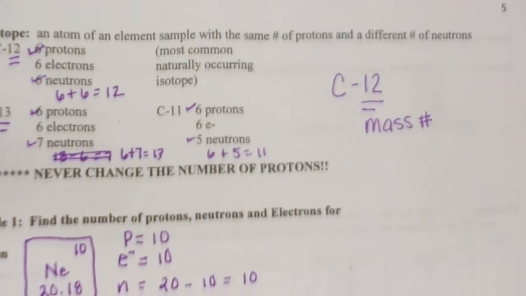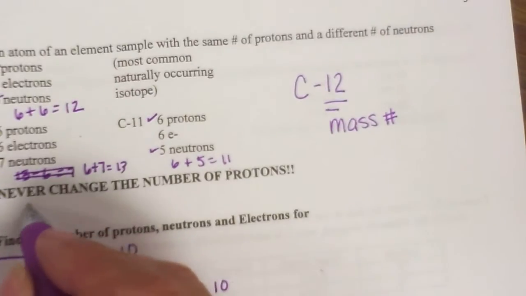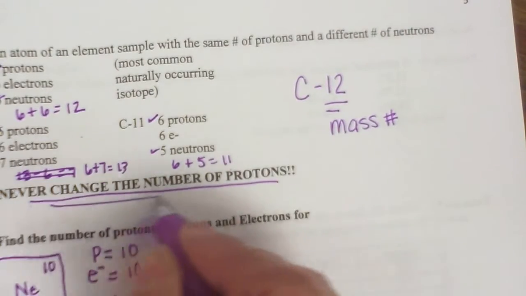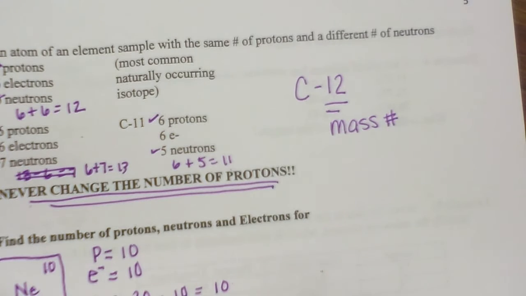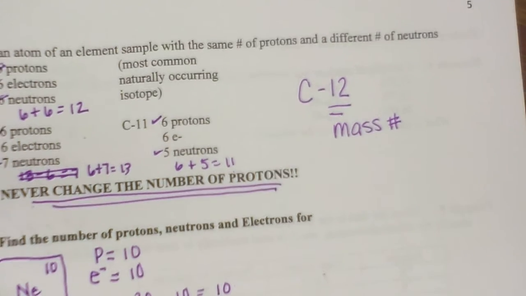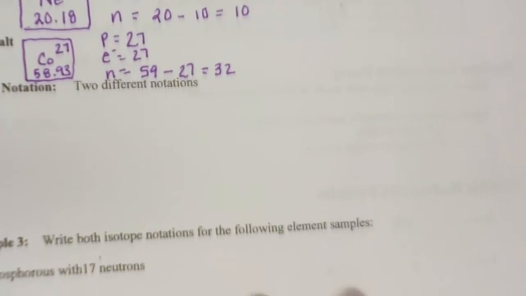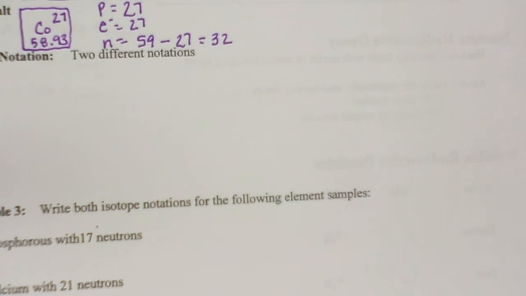So let's go down a little. You can never change the number of protons, so it's always neutrons, because if you change the number of protons, you change the element. Now, in nuclear chemistry, we do change the number of protons, but that's okay because we change the element's identity when we do that. So let's go down a little bit here and look at isotope notation.